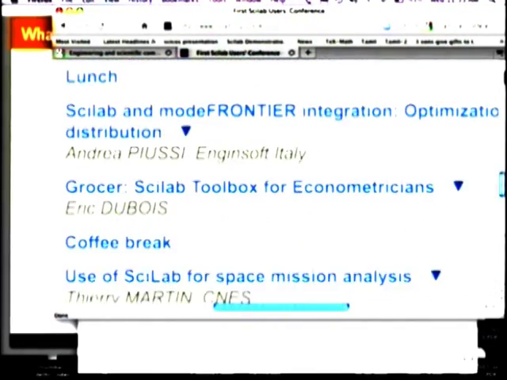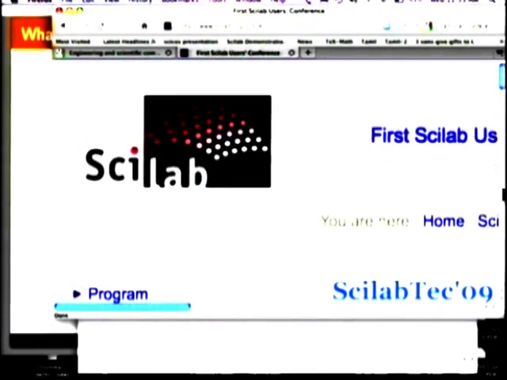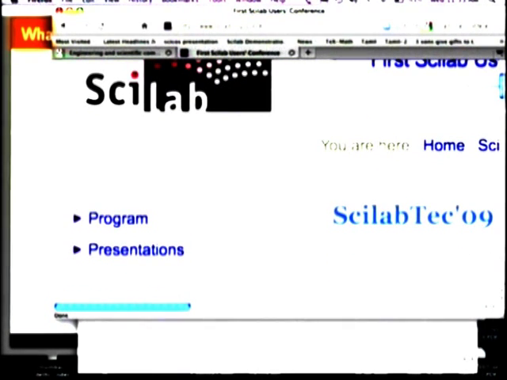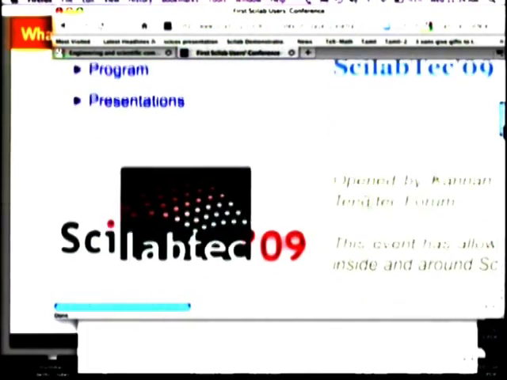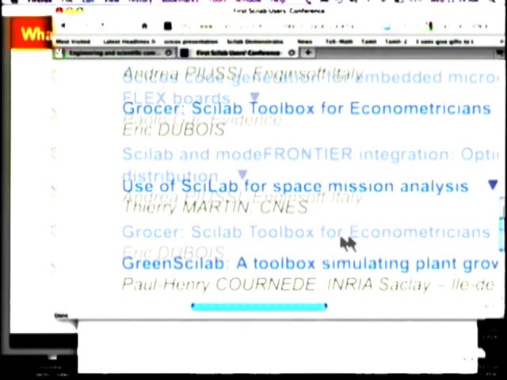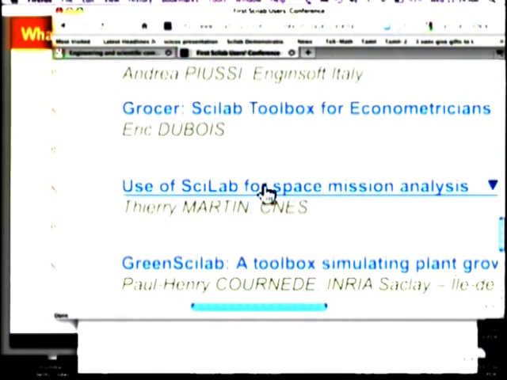Now, if you just go up here, just come over on the left hand side of the same page, if you see the second line, you see presentations, and the PDF files used by these presenters are given here. Okay. Use of Scilab. So if you click this, you will get the PDF file that he had used, the slides that he had used.